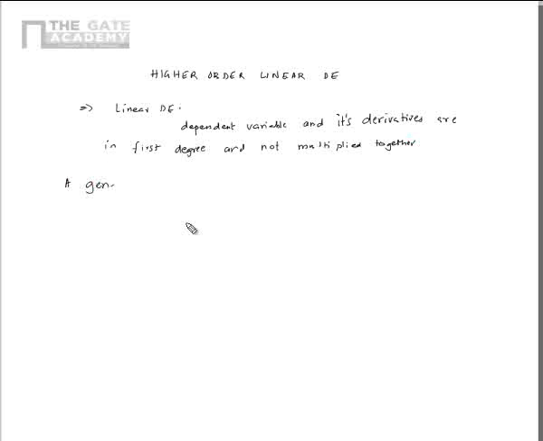So a general linear DE, differential equation, will look something like this. An is the nth coefficient, y^n(x) is the nth order derivative term, and then you have the (n-1)th derivative term, and so on, plus the second order derivative term, the first order. So this is the standard form of the linear equation where the dependent variable y and its derivatives are not multiplied together, and every term is of degree 1.